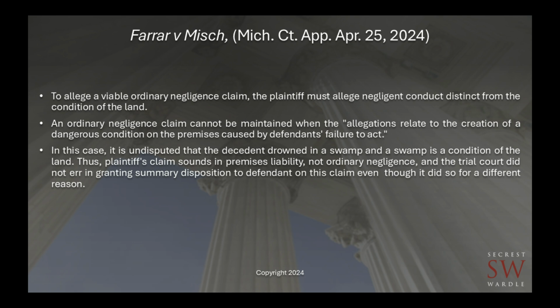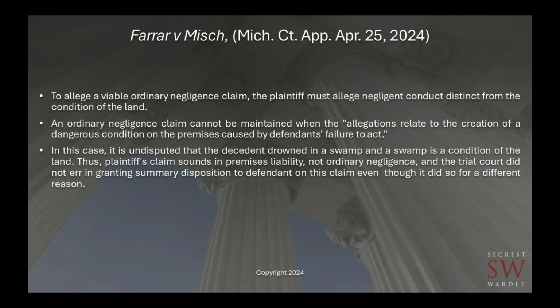Now, on appeal, the court noted that to allege a viable ordinary negligence claim, the plaintiff must allege negligent conduct distinct from the condition on the land. The court noted that an ordinary negligence claim can be asserted when the allegations relate to the creation of a dangerous condition on the premises caused by defendant's failure to act. However, an ordinary negligence claim is not viable where the claim concerns the creation of a dangerous condition. Rather, in this case, it's undisputed that the decedent drowned in a swamp, and that swamp is a condition on the land. Thus, plaintiff's claim sounds in premises liability and not ordinary negligence.